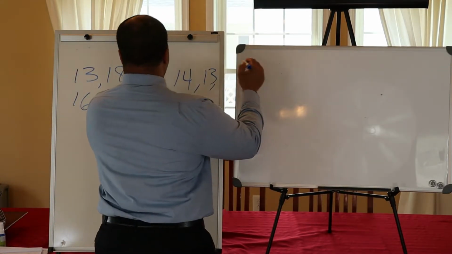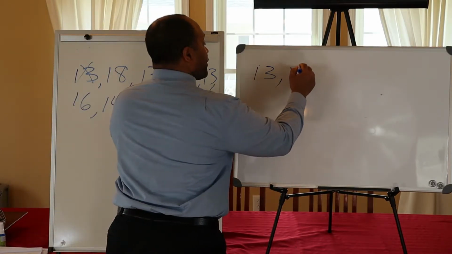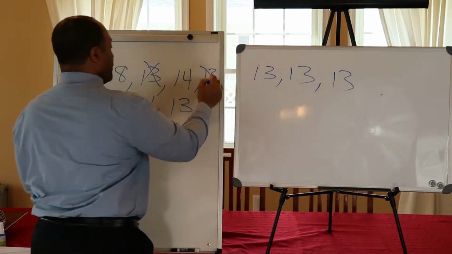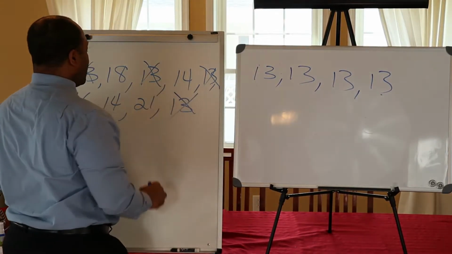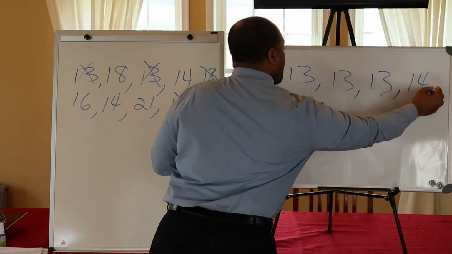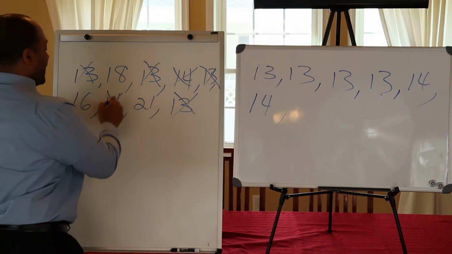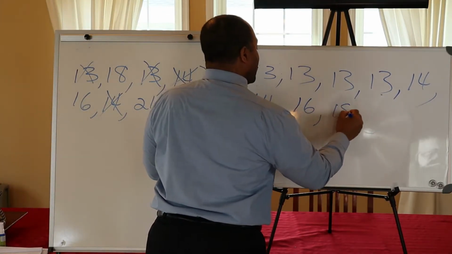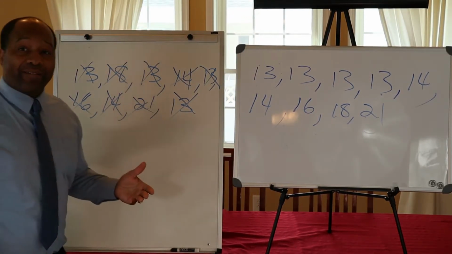So we have 13, cross out. We got another 13, cross out. Then we have another 13, cross out. And then there's another 13, cross out. Now we're left with a few numbers. So now we're looking at 14, and I'll cross it out over here. And we got another 14, cross it out over here. I'm left with 3 left: 16, 18, and 21. All right, and I have all my numbers.